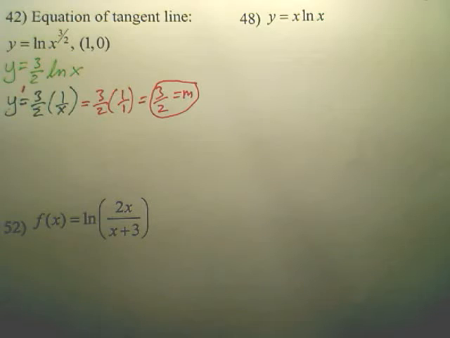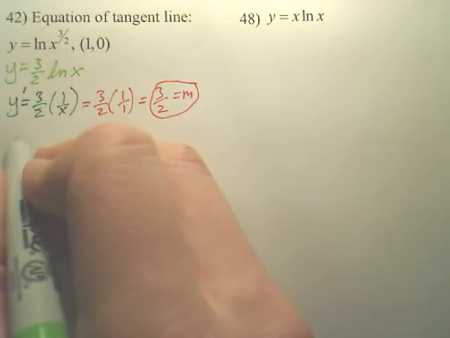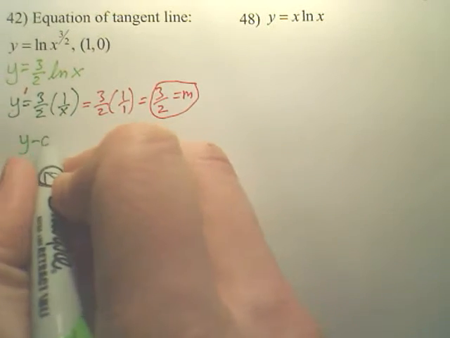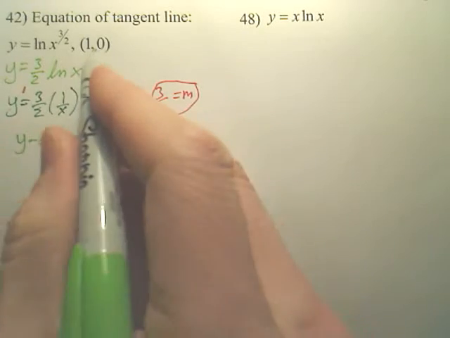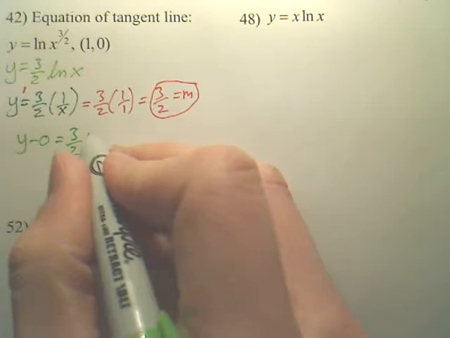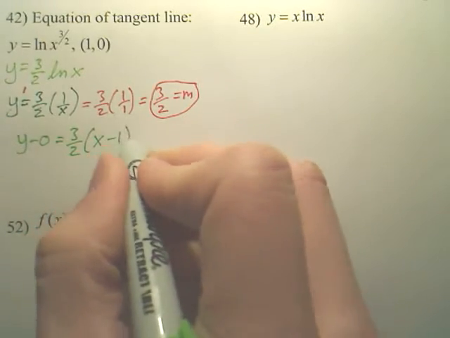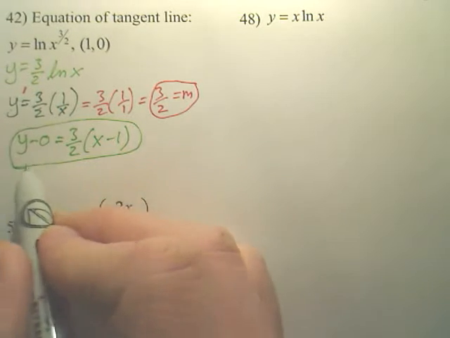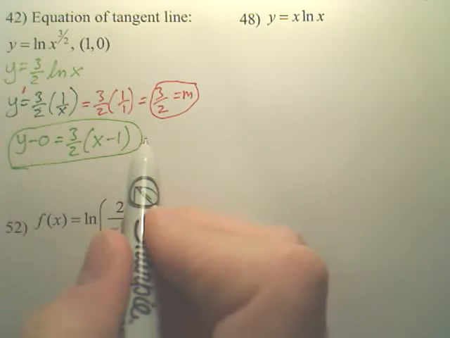I have my slope. I have my coordinate. Could I find my equation? Yeah. I'm going to use this type of equation: y minus y1, so y minus 0, equals slope, which is 3 over 2, times x minus 1. You could also rewrite that, but we're just going to leave it like that. You could drop the 0, and you're done.